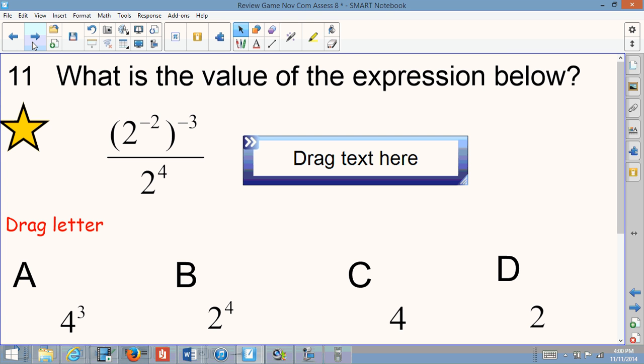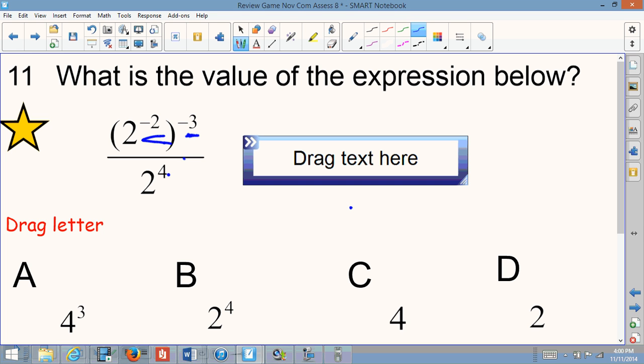All right, we have a multiple choice question. What is the value of the expression below? We've got 2 to the negative 2, and that's raised to the negative third, and we're dividing that by 2 to the 4th power. We could use our calculators, but let's go over our laws of exponent rules.